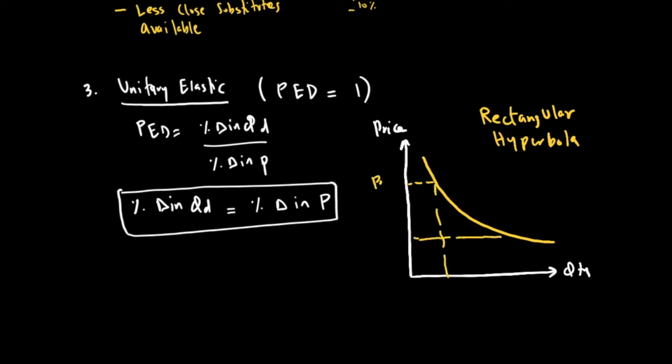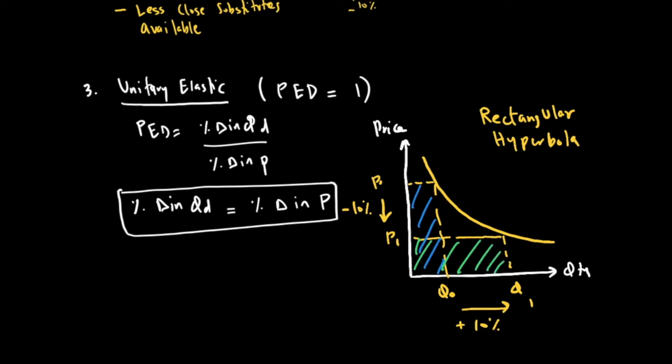A particular feature of this curve is this: if the price goes down by any percentage, let's say 10%, we will always see the quantity demanded go up by an equal and opposite amount, let's say 10%. So minus 10% will lead to plus 10%. In other words, this rectangle that is formed here, and that's why it's called a rectangular hyperbola, will have an equal area to this rectangle. What I'm trying to say is that P0 times Q0 must equal P1 times Q1. This rectangle has an equal area.